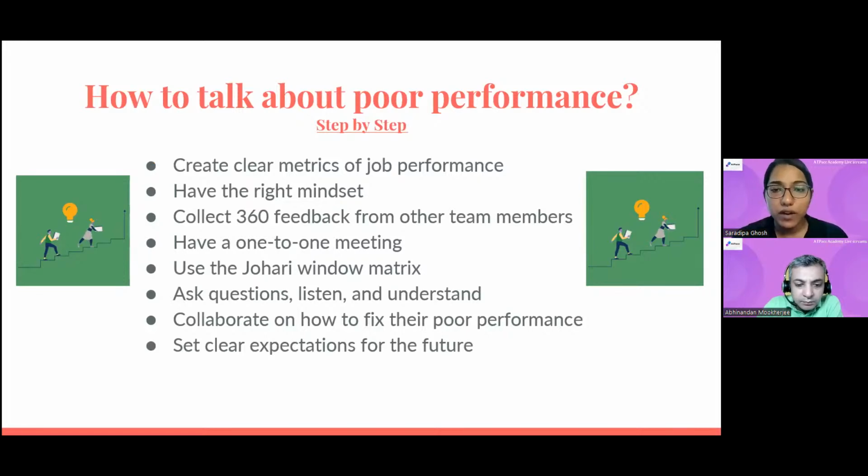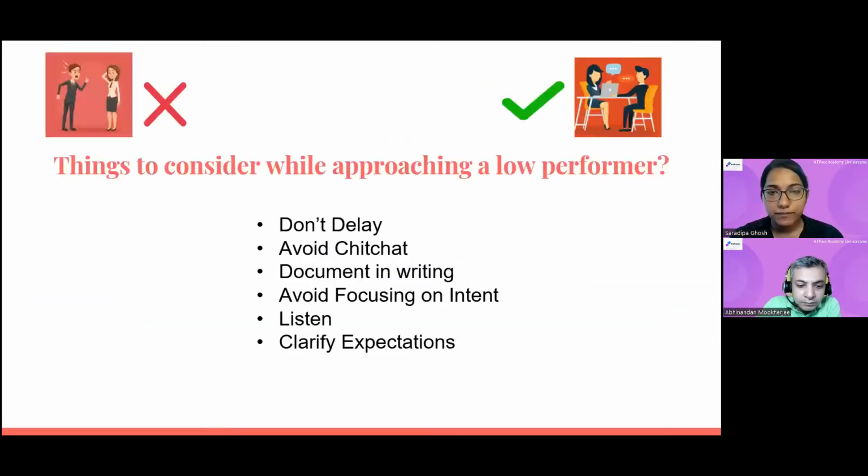You can use the Johari window matrix, that is, open self and blind self. That is the Johari window. And you should ask questions, understand, and listen to what your employee is trying to say to you. And then you should collaborate, come together and fix the problem. Then set clear expectations for the future. Once the problem is solved and you have talked about it, you should tell the employee that you were expecting this from that person, and they should do it accordingly.